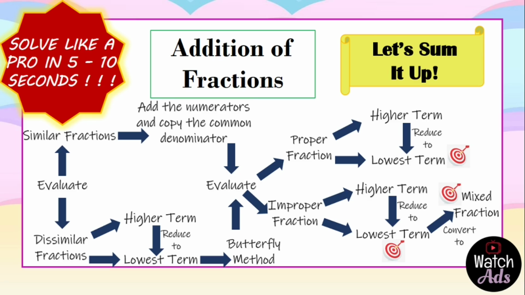Now we can evaluate our final answer. Again, if it is a proper fraction and it is in the higher term, we have to reduce it to the lowest term, then that is our final answer. Finally, if it is an improper fraction and it is in the higher term, we have to reduce it to the lowest term and convert it to a mixed fraction. And that will be our final answers.